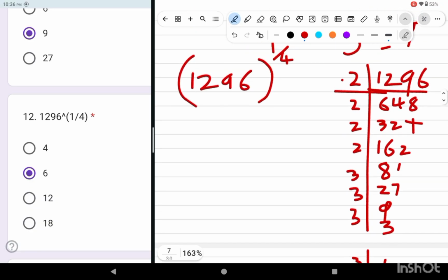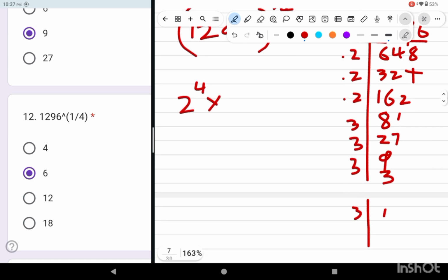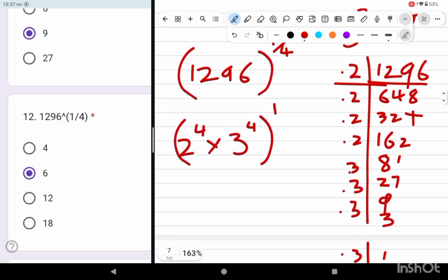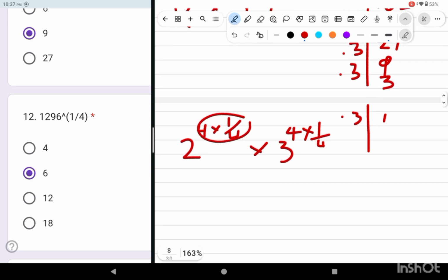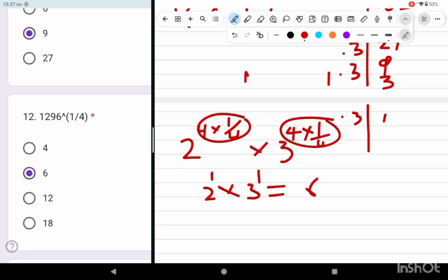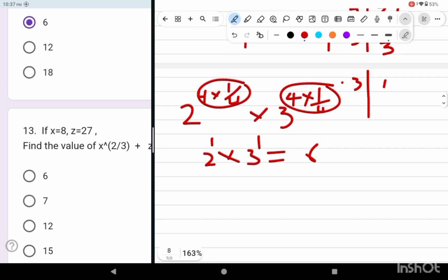Now looking at the index of 2, we have 2 multiplying itself in 4 places, that is 2 raised to power 4. The 3 is multiplying in 4 places also, that is 3 raised to power 4. So we are rewriting 1296 as 2 raised to power 4 times 3 raised to power 4, then all raised to power 4. Now distribute the power 1 over 4 on the 2's and 3's. So 2 raised to power 4 times 1 over 4 times 3 raised to power 4 times 1 over 4. 4 times 1 over 4 equals 1. So we have 2 raised to power 1 times 3 raised to power 1, which is equal to 6.